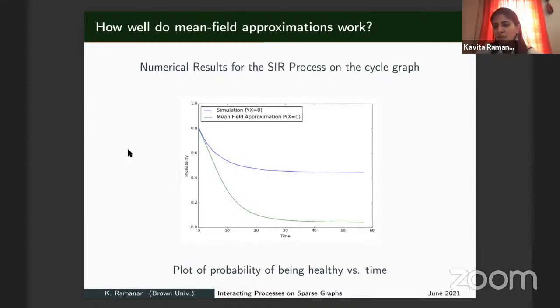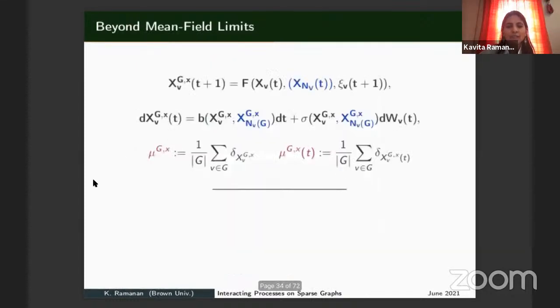I have other pictures, which I don't have here, but I can show them to you tomorrow, that these refined mean field approximations still do quite badly on the cycle graph and many other graphs. Okay, so with that in mind, you want to go beyond mean field limits.